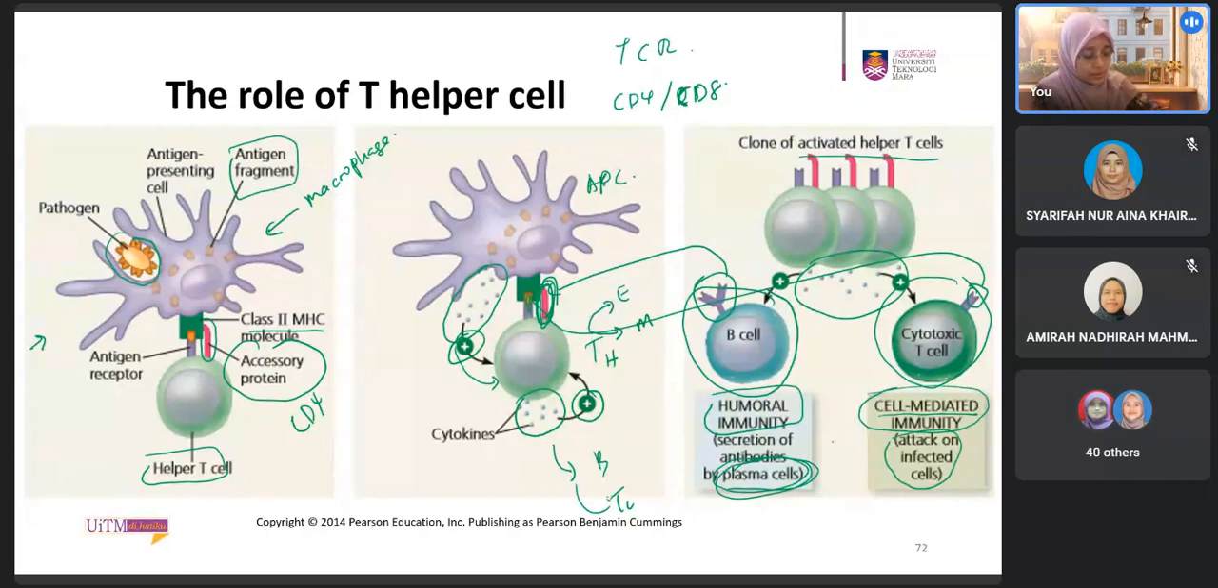So the plasma cell secretes antibody. Antibody will bind to the pathogen that circulates in your body fluid. Maksudnya virus yang luar daripada sel badan awak. Kan, luar maksudnya dalam awak punya darah ke, dalam awak punya lymph ke, dalam awak punya interstitial fluid. Okay, in your body humor, body fluid.